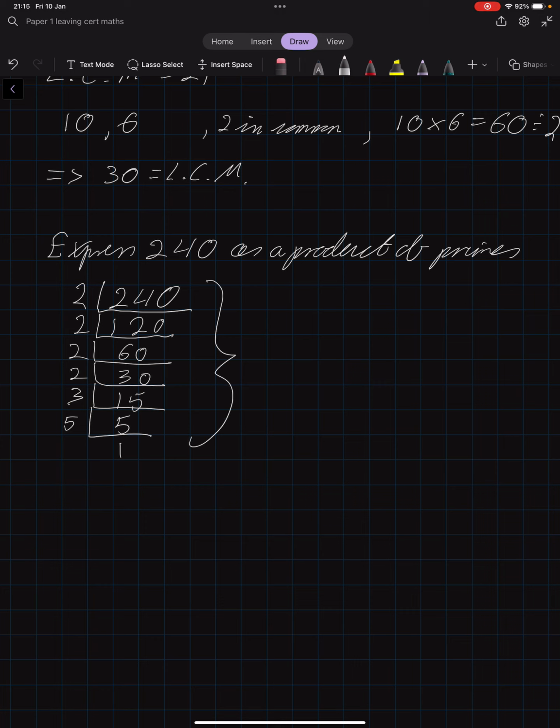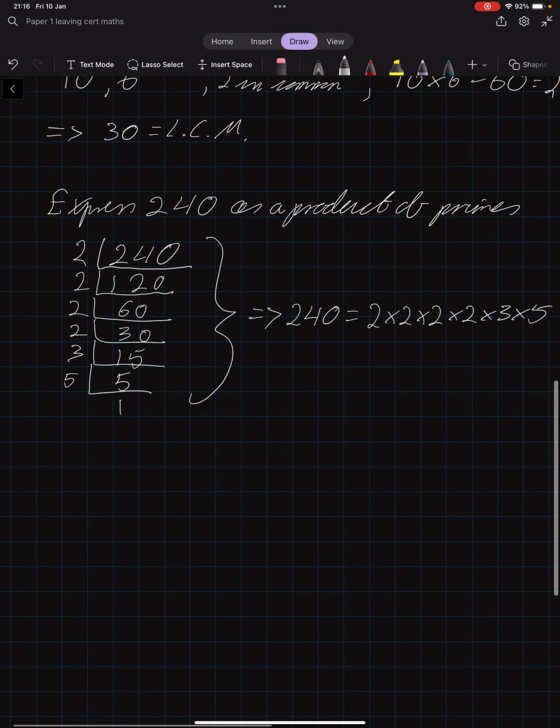This gives us that 240 can be written as 2, 2, 2, 2, 3, and 5. So I can just multiply all those together, I get 240. So now that's just writing as a product of primes.